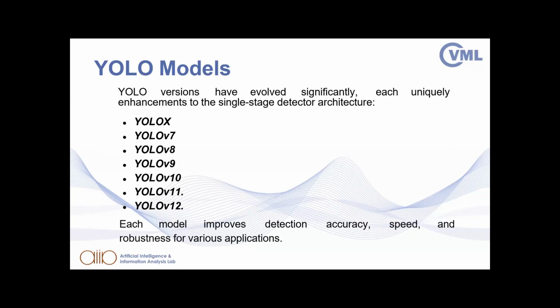Over the years, YOLO models have undergone significant advancements, and each version introduces new technologies and optimizations to improve performance. These improvements target three critical areas: detection accuracy, processing speed, and robustness across a wide range of applications. With YOLO versions 10, 11, and 12, we see continuous efforts to balance model complexity with speed, and in that way, we achieve lightweight, accurate, and scalable object detection.